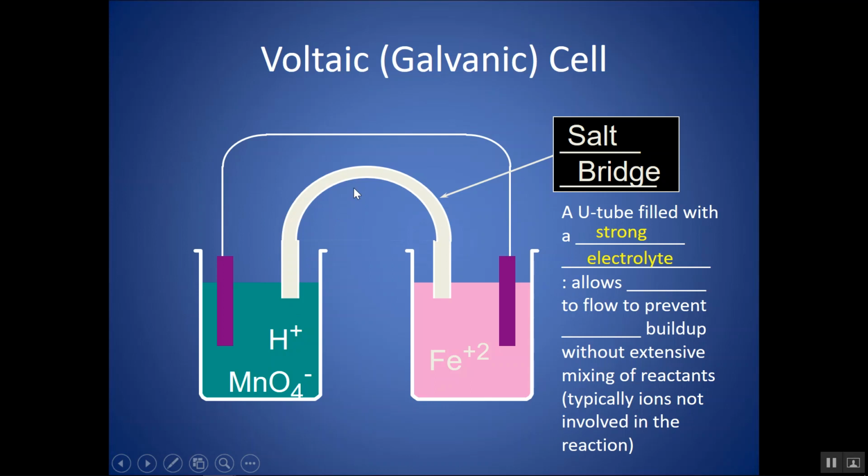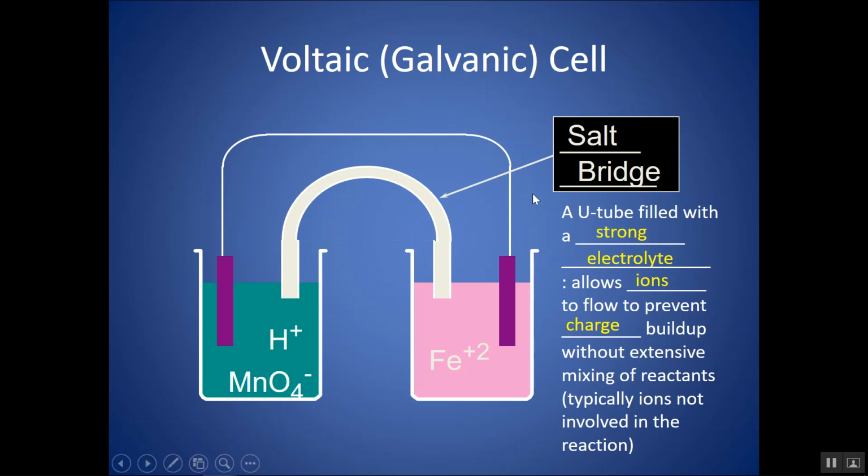Why strong electrolyte? We want that salt to 100% ionize so that these ions can separate. You know, they're not found together as a neutral ionic compound. They're found as these mobile ions with separate charges. And then these ions can flow either way to prevent charge buildup.